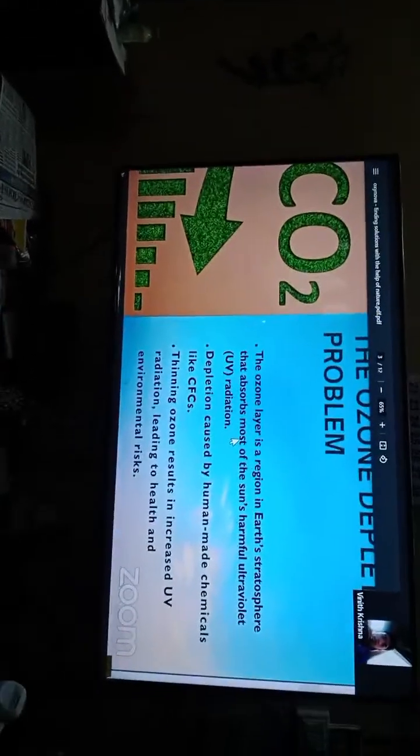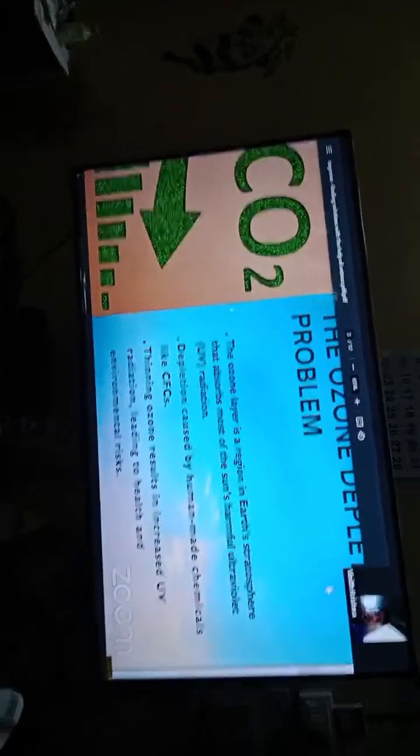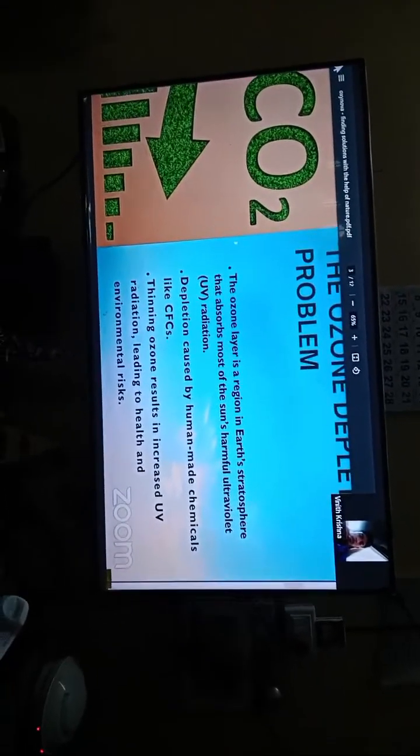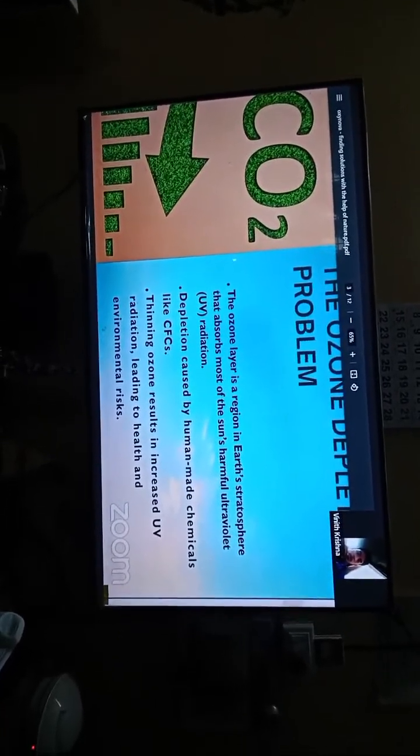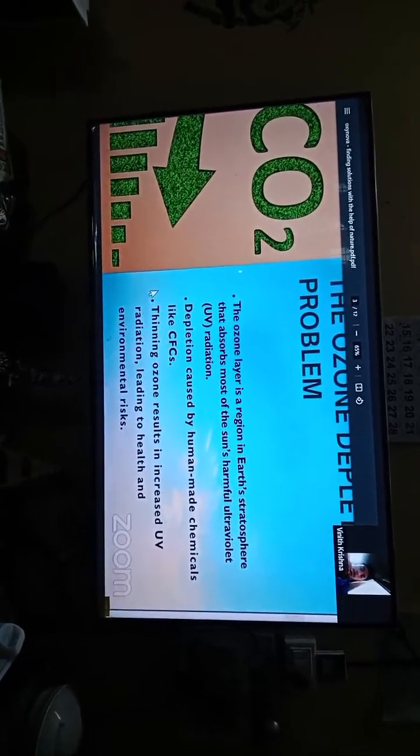First of all, what is an ozone layer? The ozone layer is located in the stratosphere and absorbs harmful ultraviolet radiation from the sun, acting as a protective shield for life on the Earth. Without it, the planet would be exposed to dangerous levels of UV rays, causing severe environmental and health issues.